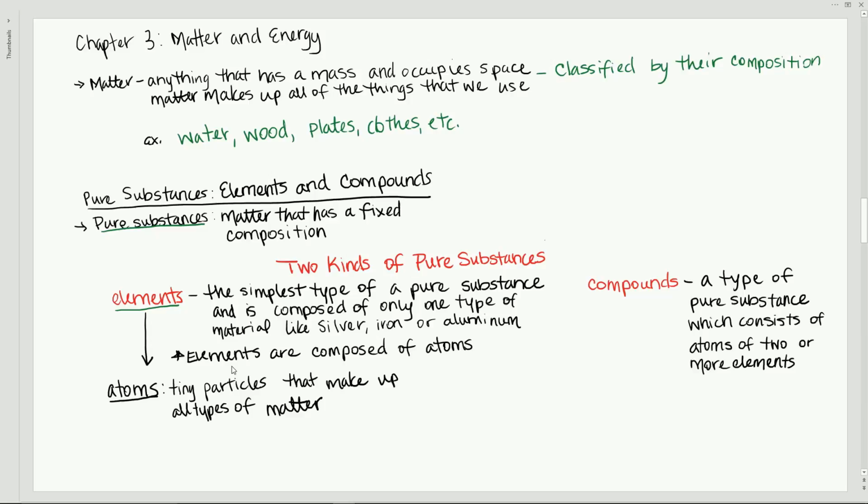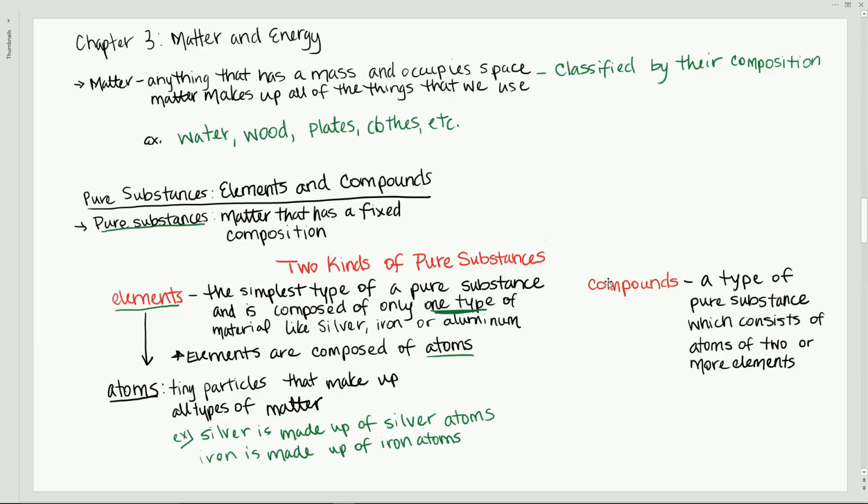Elements themselves are composed of atoms, and atoms are tiny particles that make up all types of matter. So, for example, if we look at the examples we just talked about, silver is made up of silver atoms. Iron is made up of iron atoms. So for it to be considered an element, it's composed of only one type of material. So that's important to remember.